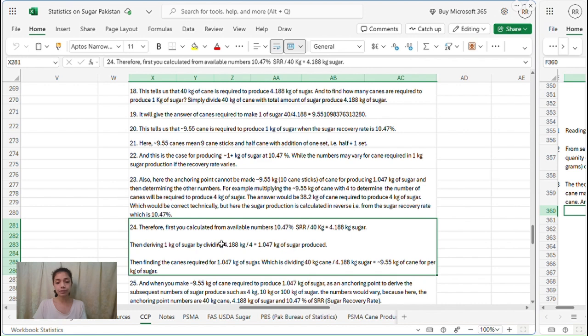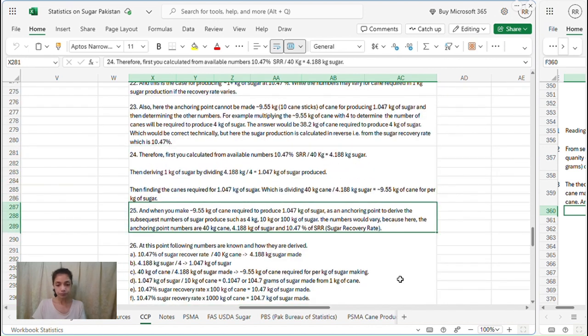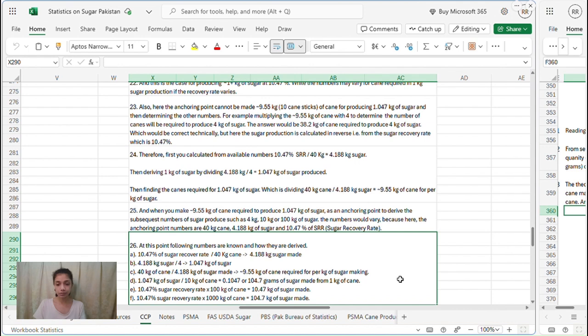Therefore, first you calculated from available numbers 10.47% sugar recovery rate. You divide it with 40 kg of cane, you are going to get 4 kgs of sugar. Then you derive 1 kg of sugar by dividing 4 kg of sugar with 4, you're going to get 1 kg of sugar produced and any grams additional. Then finding the canes required for 1.047 kg of sugar, which is dividing 40 kg of cane by 4 kg of sugar, and you're going to get 9.55 kg of cane per kg of sugar. Now this is the part of documenting the process stepwise.